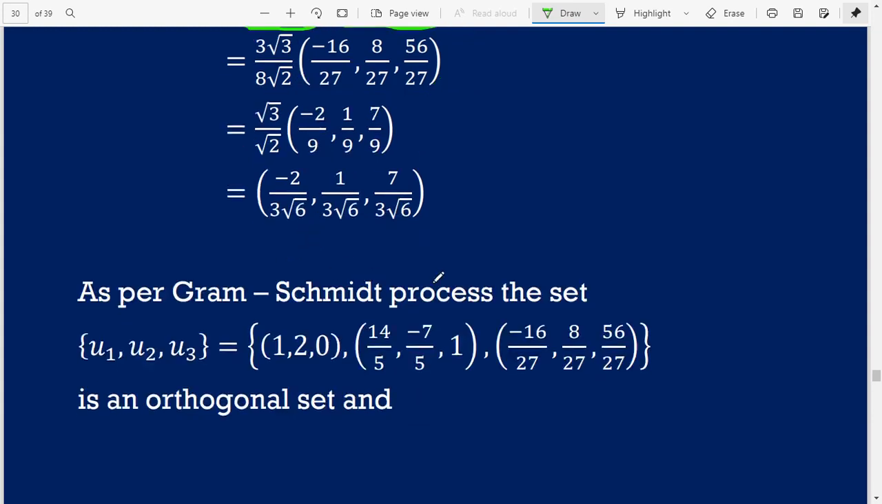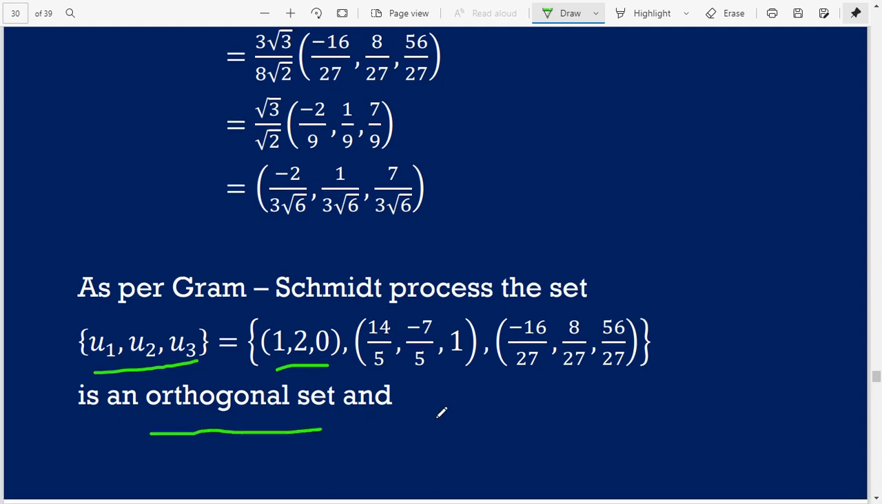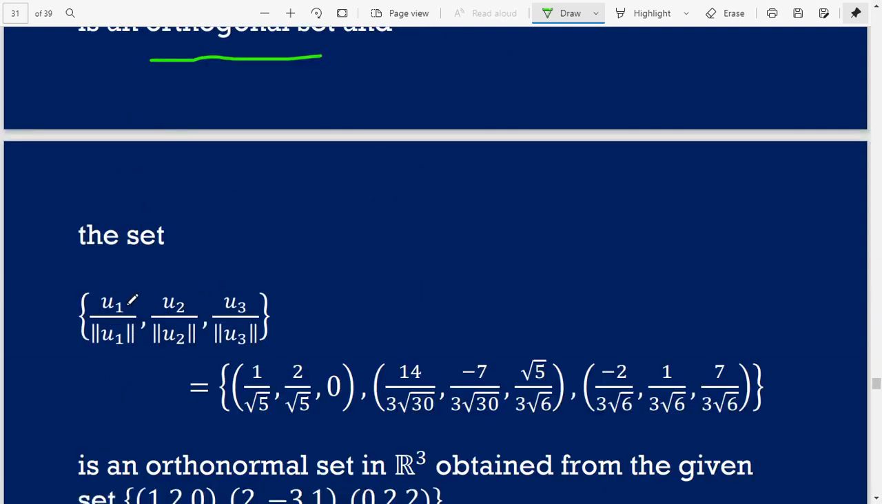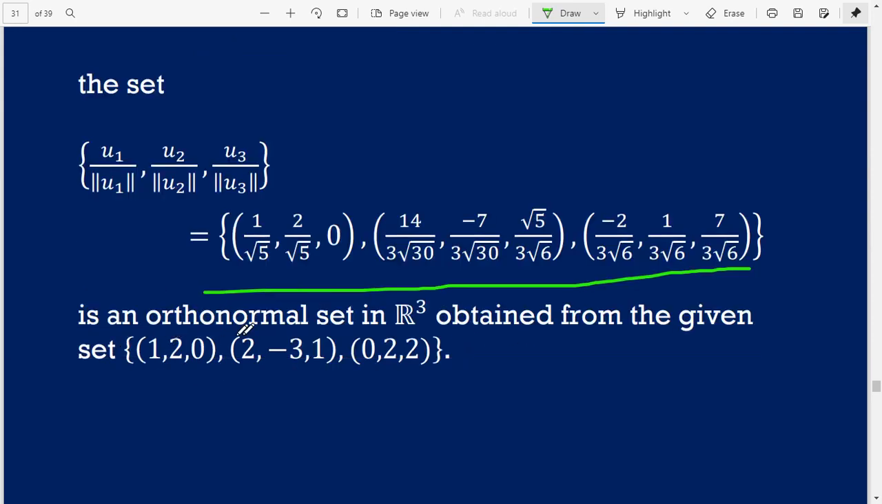So as per Gram-Schmidt process, this set u1, u2, u3 is equal to 1, 2, 0, 14 by 5, minus 7 by 5, 1, and the last vector u3, minus 16 by 27, 8 upon 27, 56 upon 27, is the orthogonal set, and the set u1 upon norm u1, u2 upon norm u2, u3 upon norm u3 is equal to this set, which is an orthonormal set in R3 obtained from the given set.